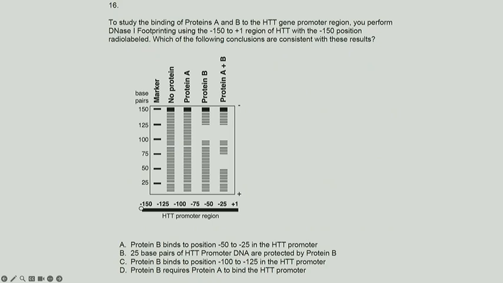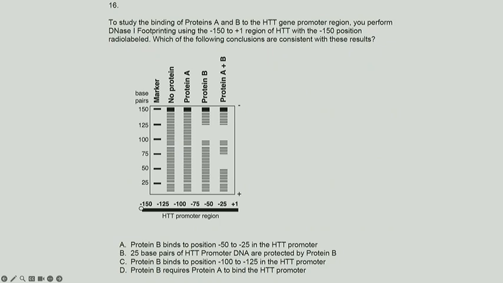You can totally do that if you want to. You will always know where the label is. It will always be written on any exam. You would have to interpret it in the reverse orientation. Okay, so B does bind in position minus 50 to minus 25.